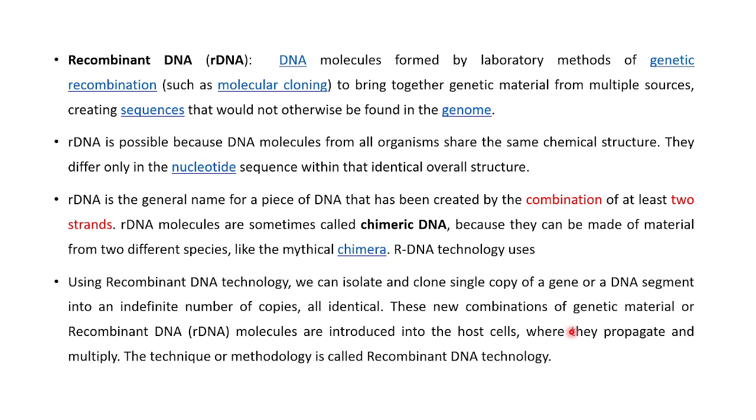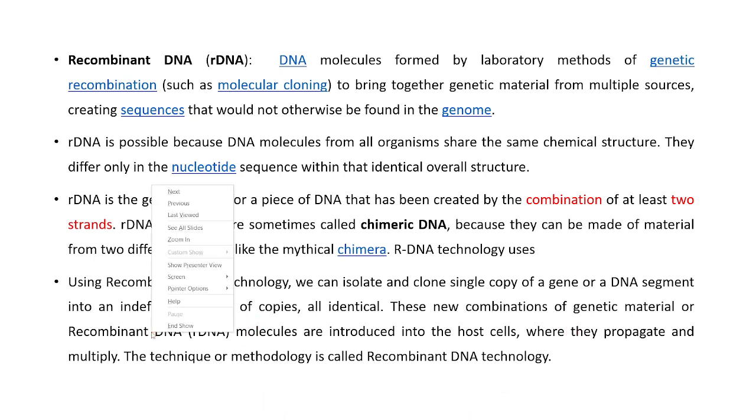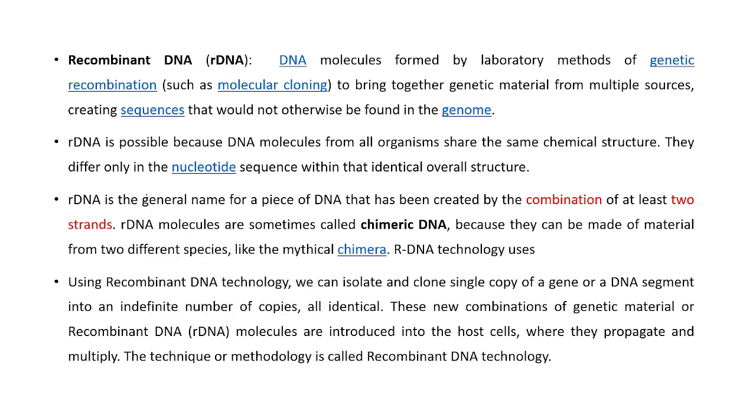So recombinant DNA is possible because DNA molecules from all organisms share the same chemical structure. They differ only in the nucleotide sequence within that identical overall structure. So this point is important. So why is recombinant DNA possible? Because first of all, the DNA molecules have the same chemical structure and they differ only in the nucleotide sequence.